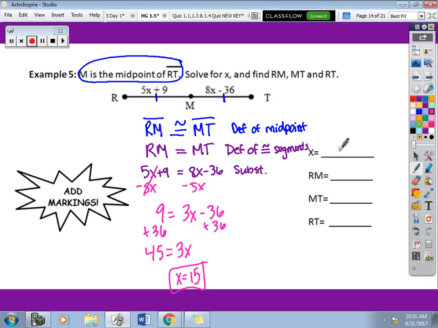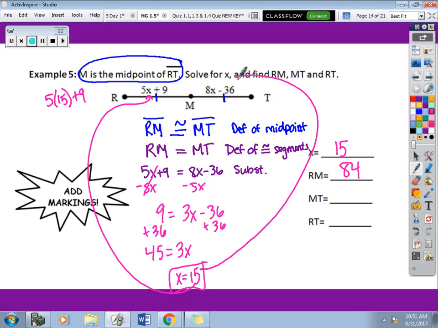If done correctly, we should be getting x equals 15. Now, to find the length of the segments, all you have to do is take 15 and plug it back in. 5 times 15 plus 9, what do we get for the length of segment RN? Michaela? 84. Now, don't just write down 84 for MT, even though it should be. Always check and make sure it actually is, because that will help you find a mistake if you made one.